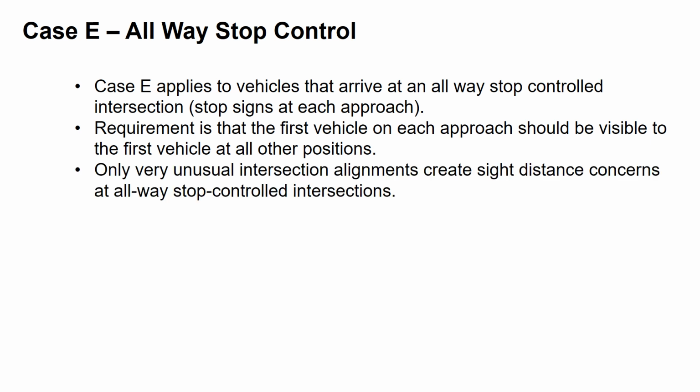And only really very unusual intersection alignments create sight distance concerns for always stop controlled intersections. It can happen, but they're very uncommon. But that's the basic requirement, that all the drivers need to be able to see the other vehicles.